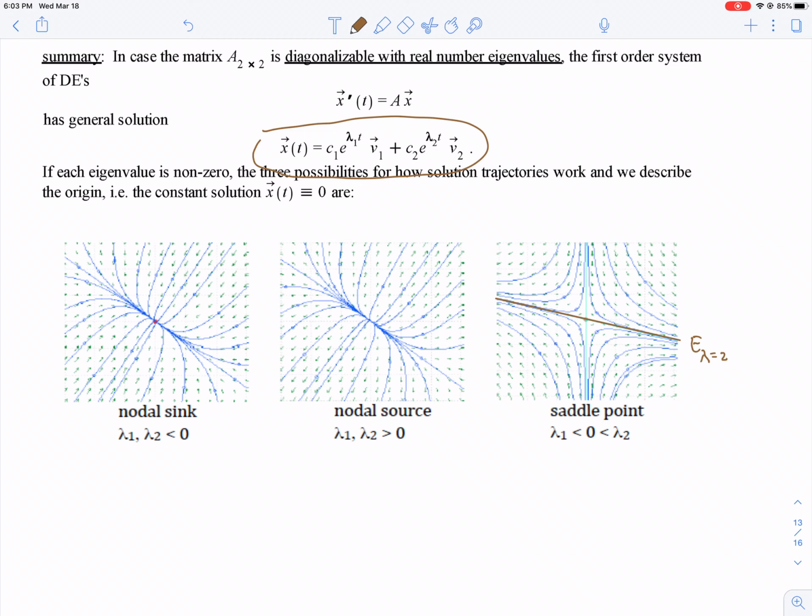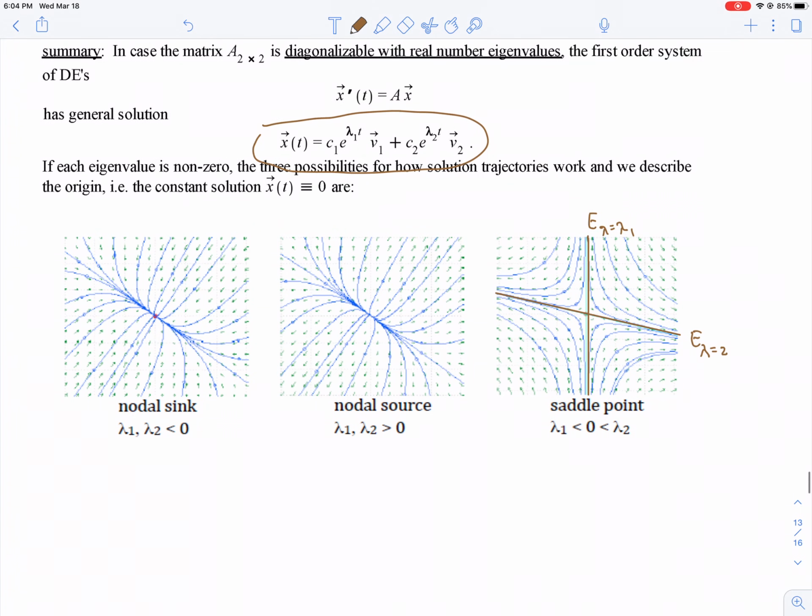And when t goes to -infinity, the e to the lambda 1 t terms are going to infinity, and so where I came from was tangent to the lambda equals lambda 1 eigenspace. Okay, and in this case, we say that the origin is a saddle point, and this is a picture of saddle point trajectories.